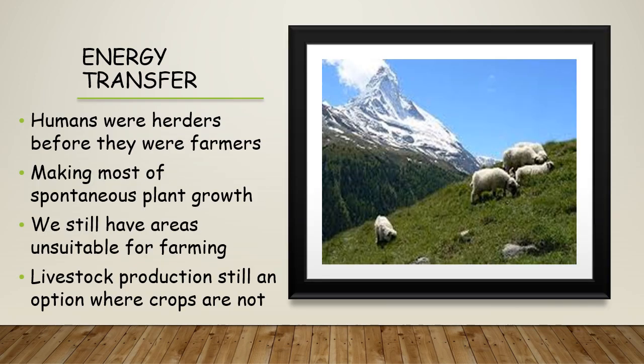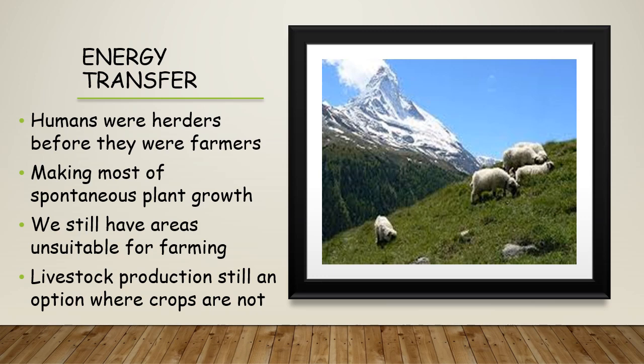Although arable farming does produce more food per square metre than livestock farming, it's not always that simple. Humans themselves were herders before they were farmers, so they would have livestock or cattle, whatever it was back at that time, able to move around, making the most of spontaneous plant growth, so grazing on whatever they could find, moving that livestock around. And we still do have some areas unsuitable for farming, whether that's the climate, the temperatures, etc., where we just can't farm. And livestock production is still an option where crops are not.